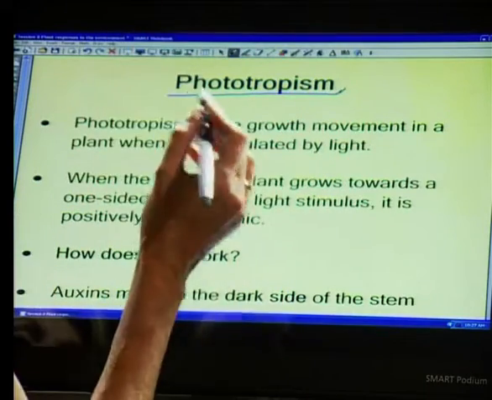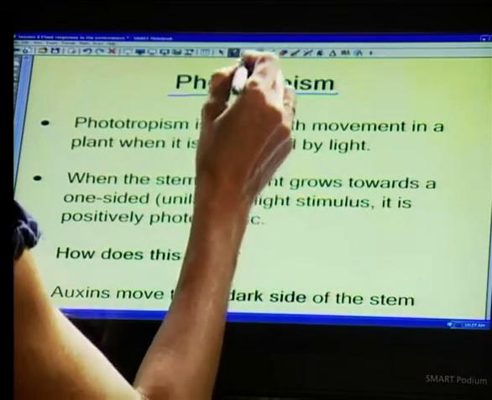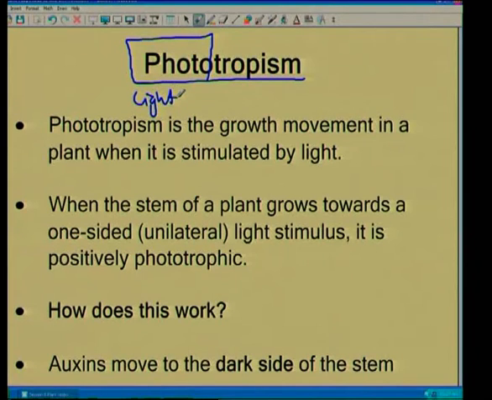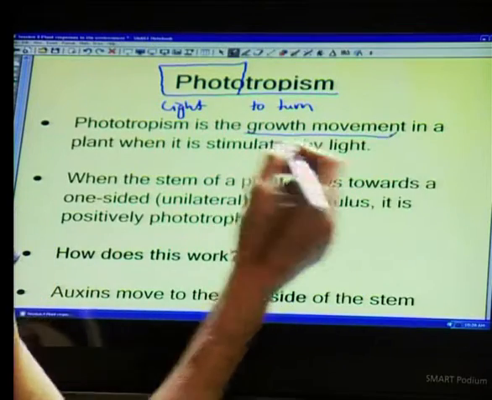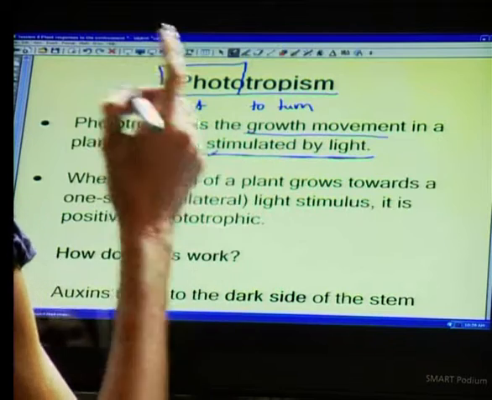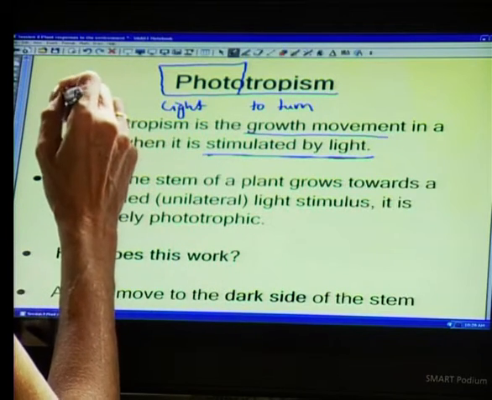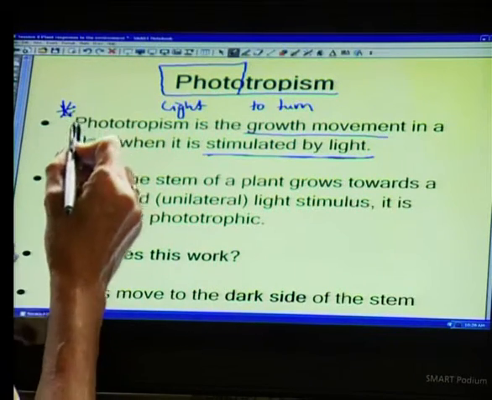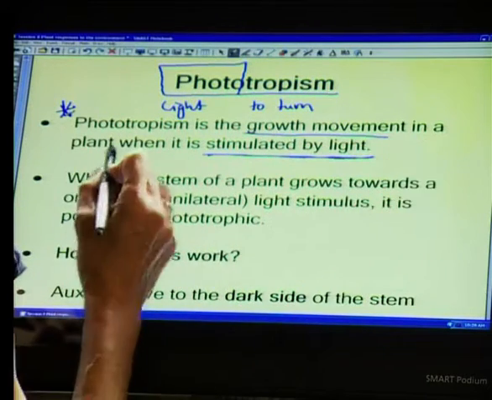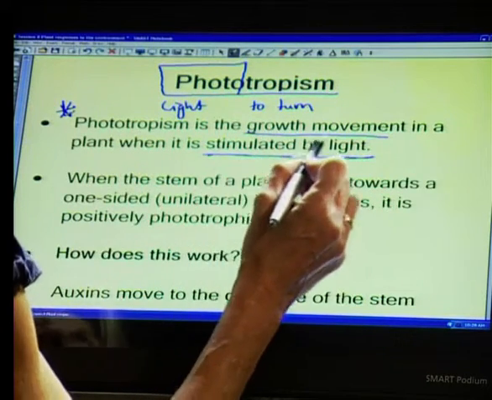All right, phototropism. Now, what happens here? Look, photo means light. Tropism means to turn. So phototropism is the growth movement in a plant when it is stimulated by light. And people, you must know this. So, phototropism is the growth movement in a plant when it is stimulated by light.